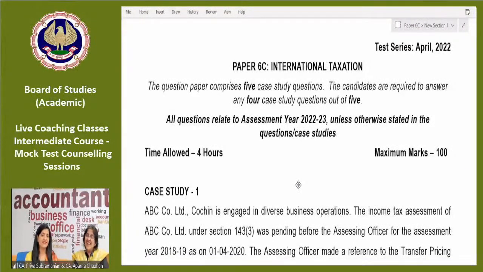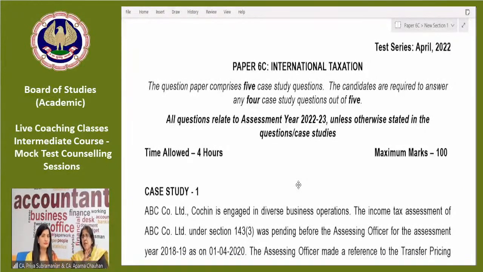Then as far as equalization levy is concerned, of course, there are two types of levy. One, in case of online advertisement, digital advertisement, where the resident paying has to deduct taxes, so deduct equalization levy at 6%. Another is a non-resident e-commerce operator engaged in sale of goods or provision of services, where the e-commerce operator has to pay the equalization levy. So there are fine differences between these two. There are amendments also in equalization levy. Those are very important amendments.